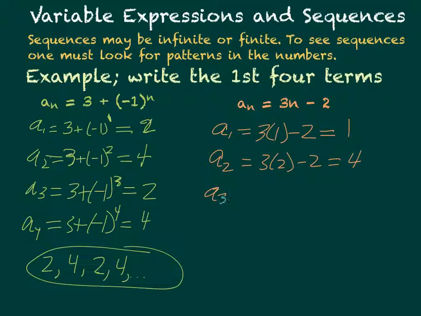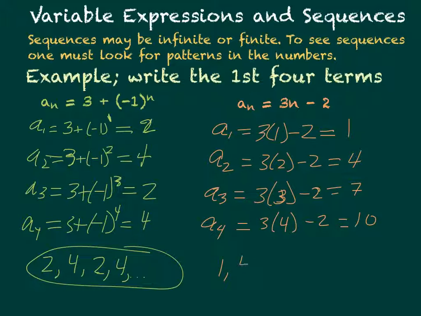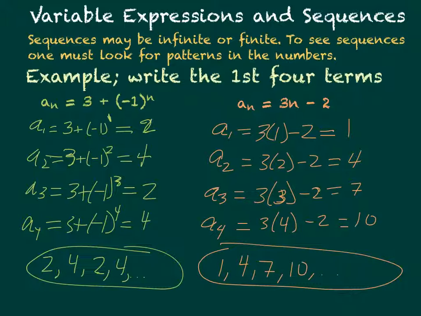A sub 3 is equal to 3 times 3 minus 2, which is 9, minus 2, which is 7. And a sub 4 equals 3 times 4 minus 2, 12 minus 2 is 10. So the first four terms of the sequence are 1, 4, 7, and 10. And that's the pattern.